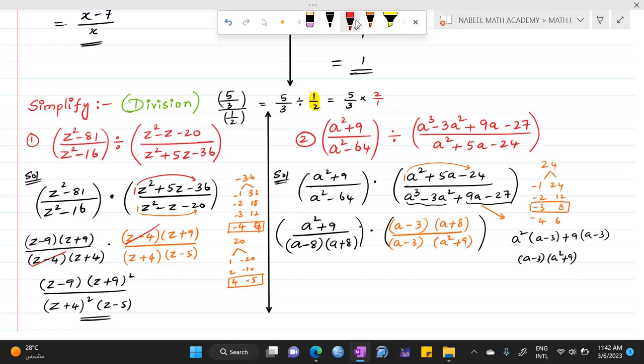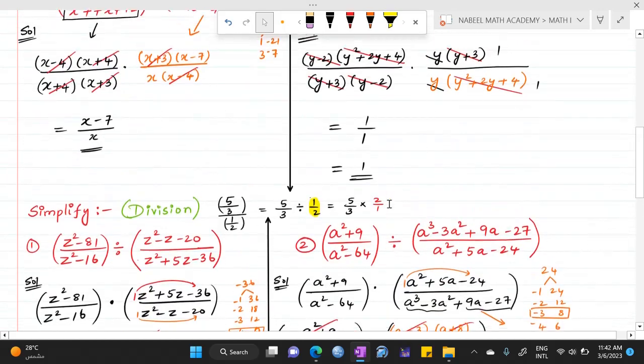Now what is cancelled? A square plus 9 and a square plus 9 cancel. A minus 3 cancels, and a plus 8 and a plus 8 cancel. So the remaining term is 1 over a minus 8. So this is the final answer.